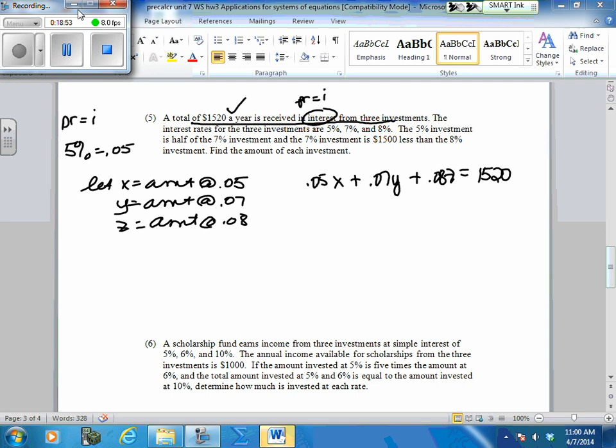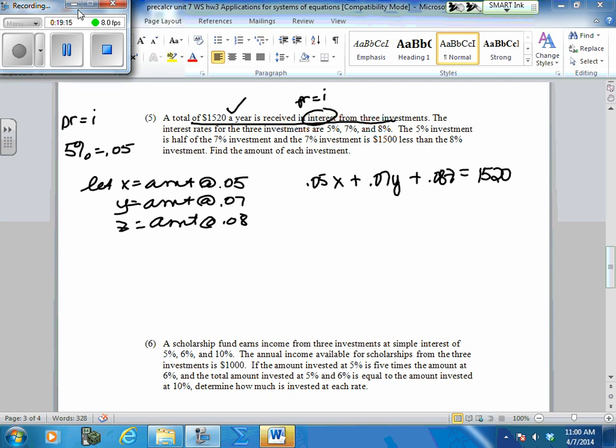$15.20. Sometimes they say 3 investments totals $100,000. If it tells you what your investment totals, it's just X plus Y plus Z. But if it gives you the interest income, interest is principal times rate. You have to have your principal times your rate. Principal we don't know. That's your X or your Y or your Z.